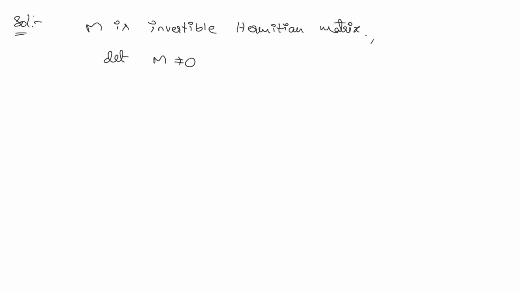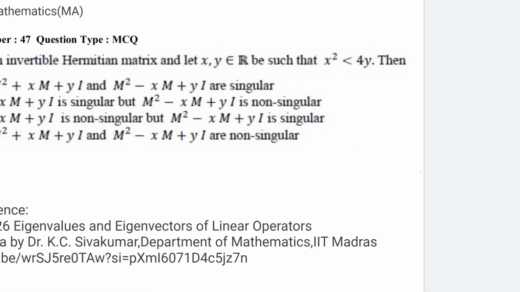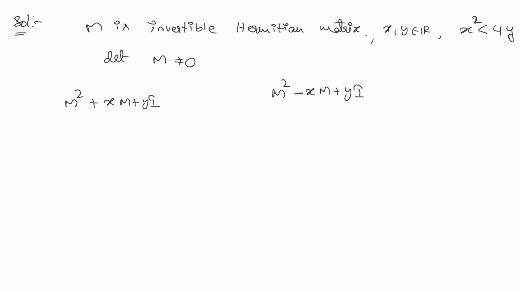And it is also given that for x, y in real numbers, x square is strictly less than 4y. Based on this condition, all four options depend. Firstly, let's consider what matrices are given: M square plus xM plus yI, and one more matrix, M square minus xM plus yI. For these two matrices, we have to check which one is singular and which one is non-singular.